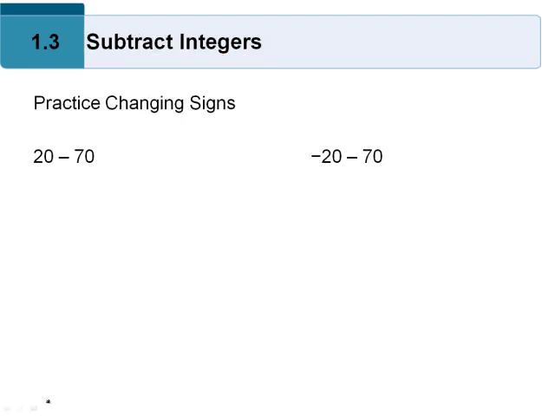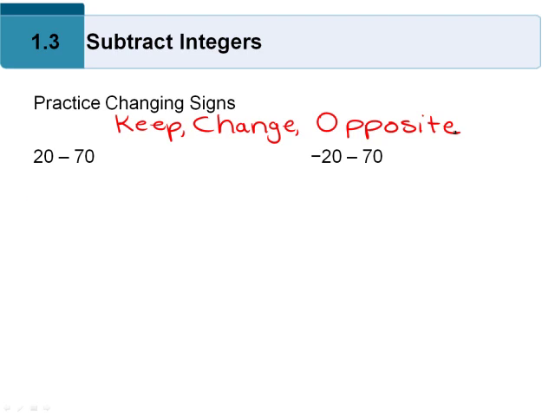So here we're just going to look at practicing some changing the signs. So 20 minus 70, we just want to remember keep, change, and opposite. So that's going to be 20 stays the same, change it to addition, and the opposite of 70 would be negative 70. So now a positive and a negative, the signs are different, so I subtract, keep the sign of the bigger number, so I get negative 50.